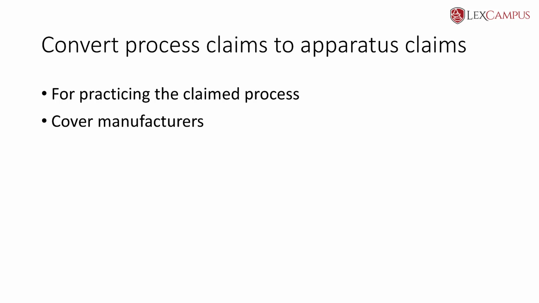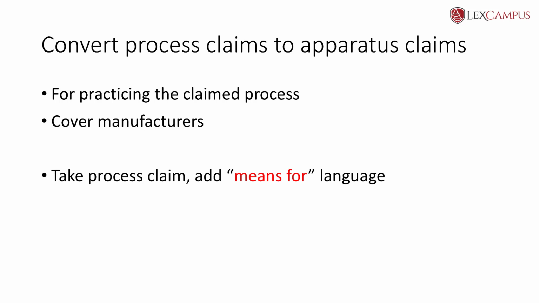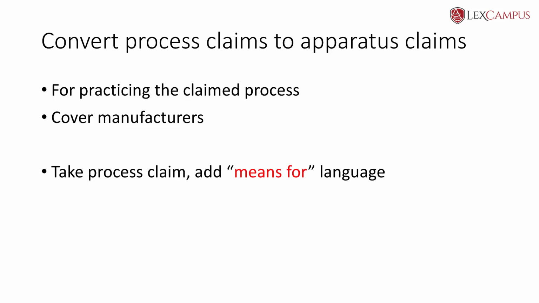Now, through a process claim, you can also try to cover the manufacturers of the gadgets that are required to come up with the invention. Sometimes the invention may not be manufactured by the person who's putting it out in the market. It could be manufactured by a different person. So by covering the process, you could also have some influence in covering the aspects of infringement where a manufacturer contributes to the infringement. Now, you can take a process claim and add means for language to make it into an apparatus claim. So the process claim can be made into a product claim just by adding the means for language. We'll look at an example.